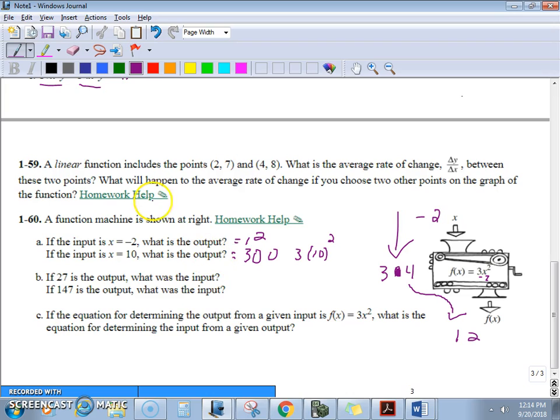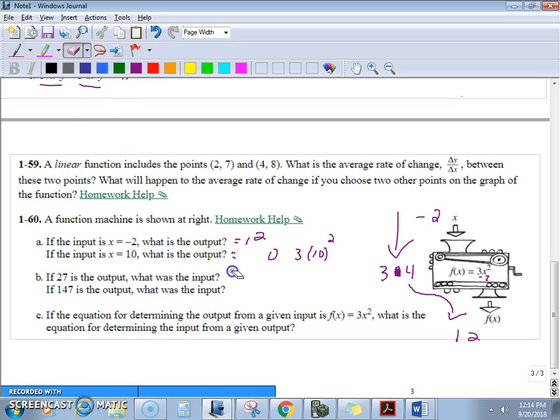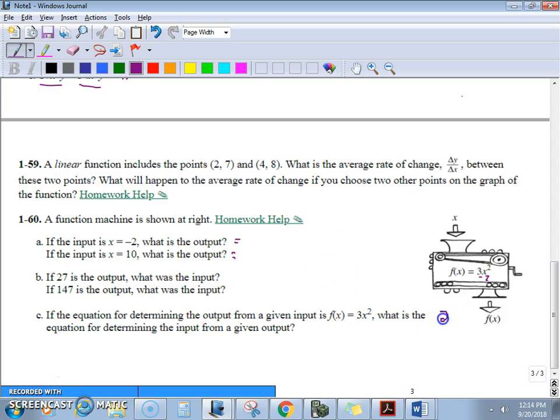If 27, ooh, things get interesting. Look, if 27 is the output, we have to go backwards. If 27 is the output, what got put in to give me 27? Well, I know it has to be 3 times something to give me 27, and that's 3 times 9. But the question is, what squared is 9? Because that's how I got this, which is 3 squared. So my input had to be 3. So if 3 goes in, 27 comes out.